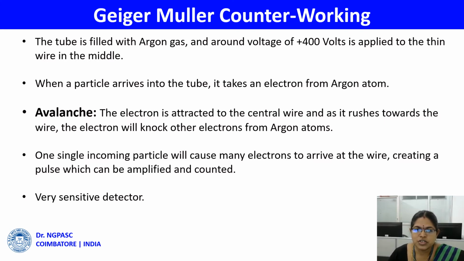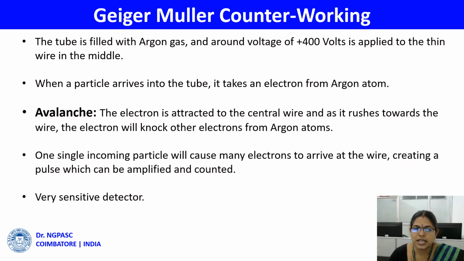The tube is filled with argon gas and the applied voltage is around 400 volts. It is applied to a thin wire placed in the middle. When a particle arrives in the tube, it takes an electron from an argon atom. Here an interesting phenomenon called avalanche takes place.